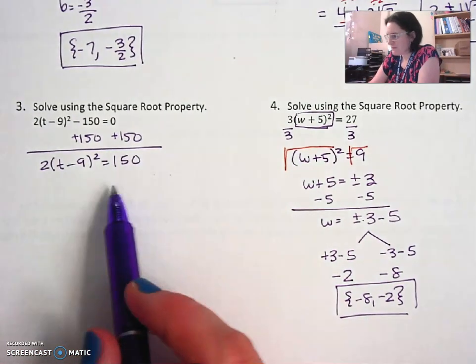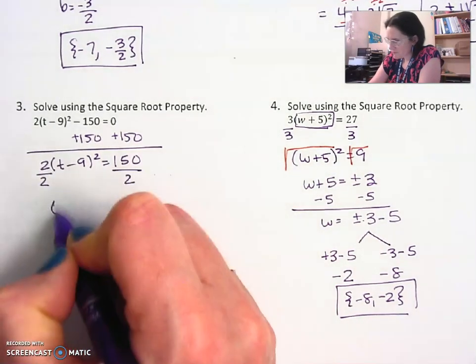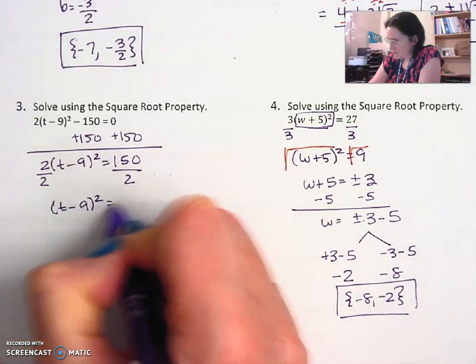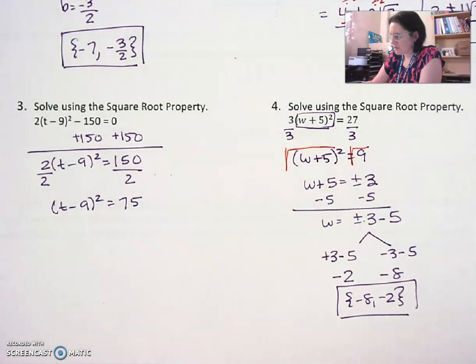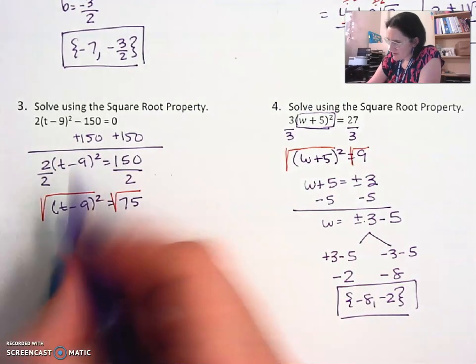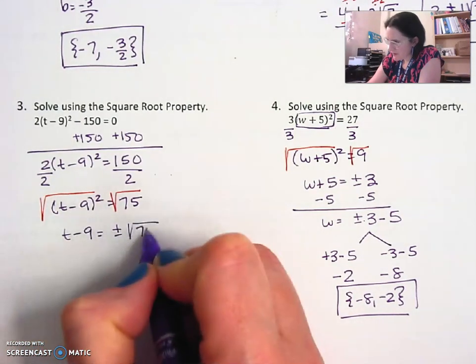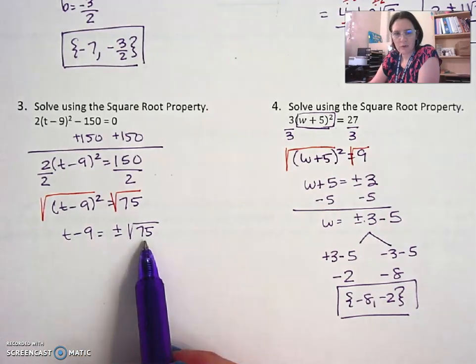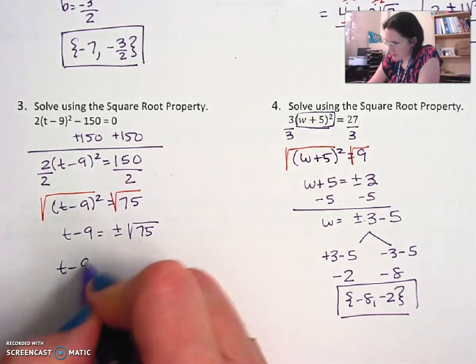So I'm here. Now divide by 2. Now square root both sides. So t minus 9 equals plus or minus the square root of 75. And I'm going to factor 75. So this is not a perfect square, so I need to factor and simplify.